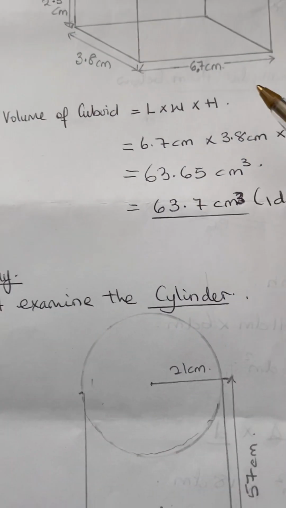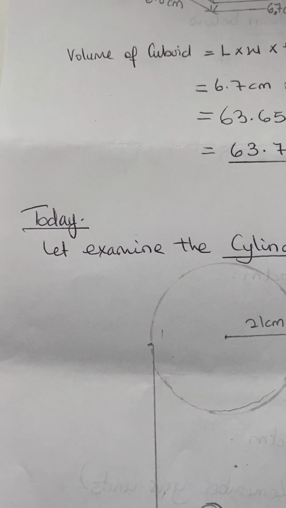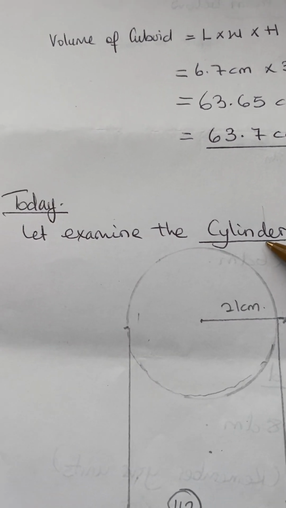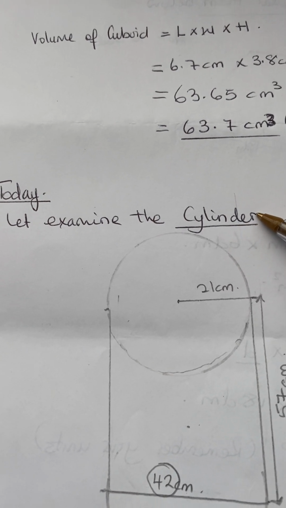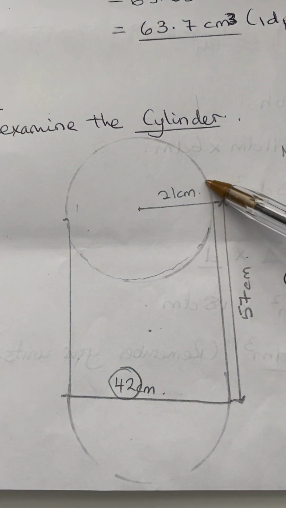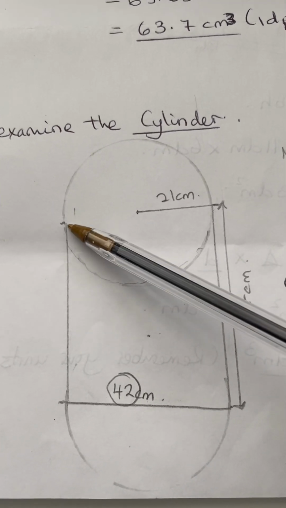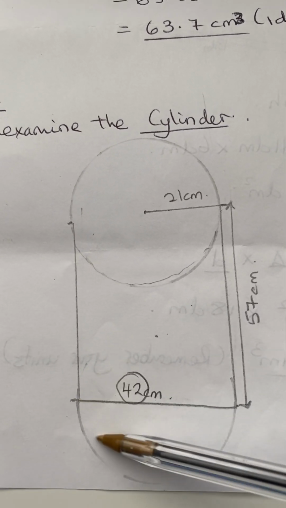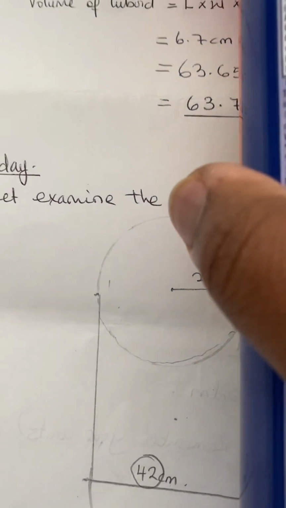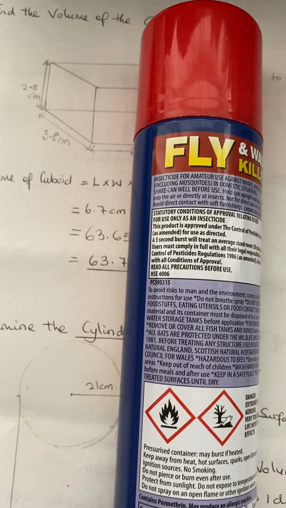Okay, now let's look at today's work, because it's a lot. Today we are going to look at a cylinder. We are going to examine the cylinder. So I have a diagram here for you. A cylinder has a circular part, and the full length, and the down part being the circle. If you look at this carefully, it looks like a cylinder.